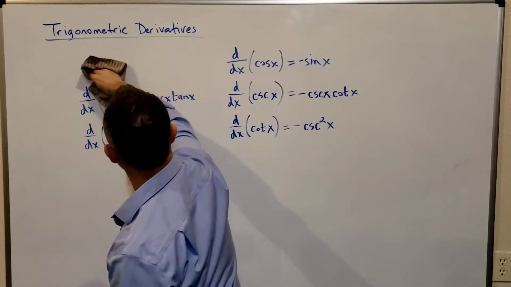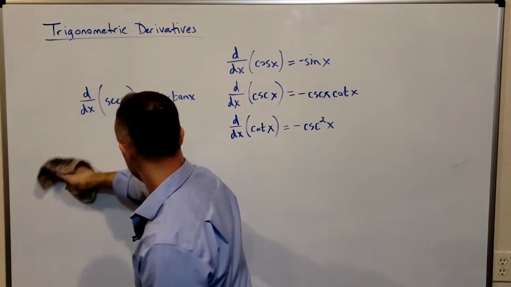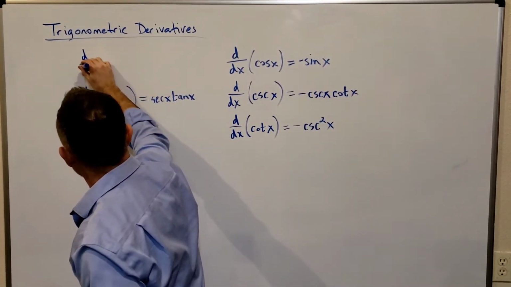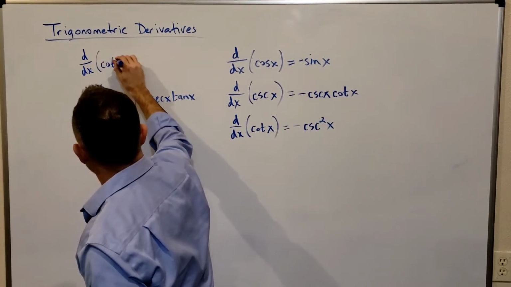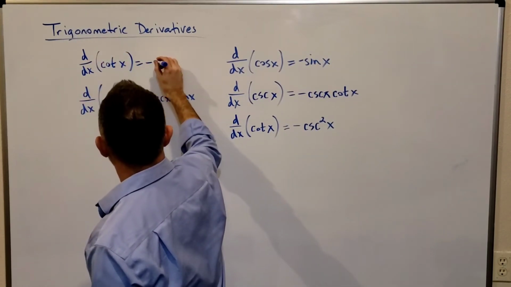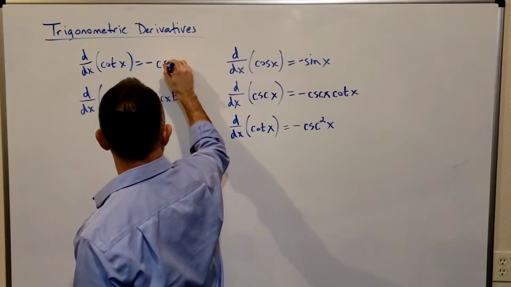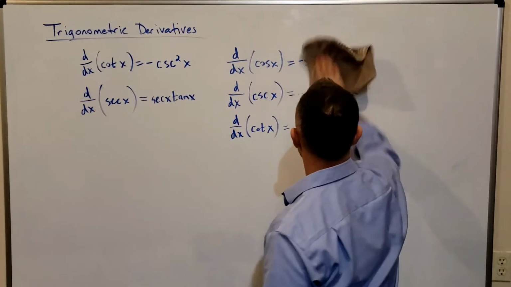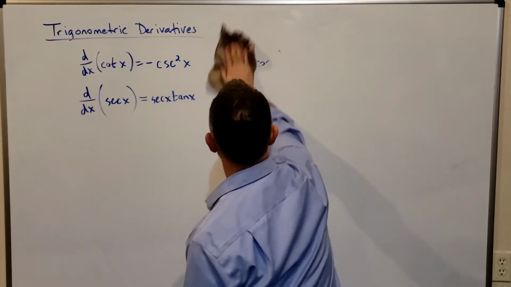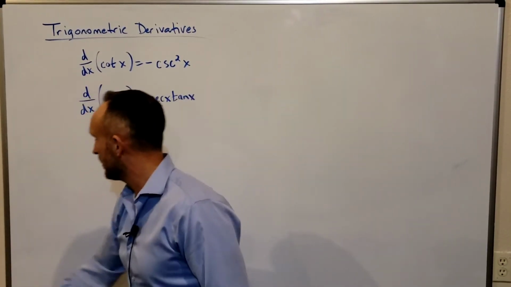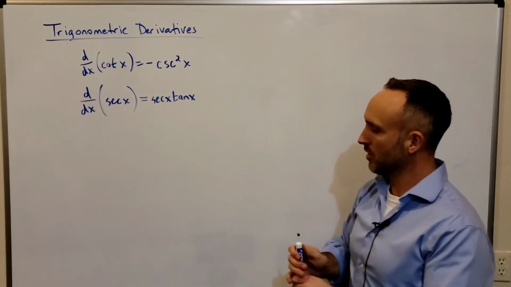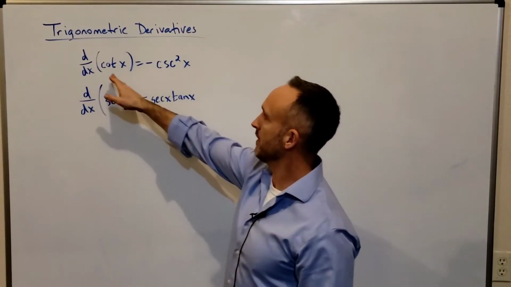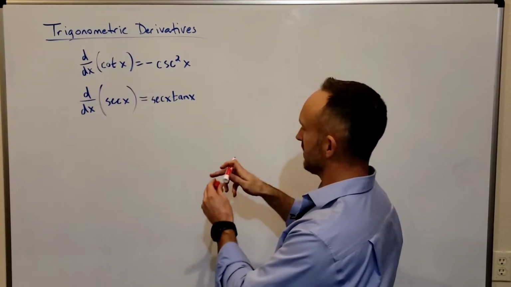So I'll copy the two we're going to focus on here. So we're going to look at the derivative of secant, and we're also going to look at the derivative of cotangent, which is negative cosecant squared. Okay? All right. So let's look at these and see how we can show that those are the derivatives. So let's begin with the derivative of the cotangent function and see what happens here.